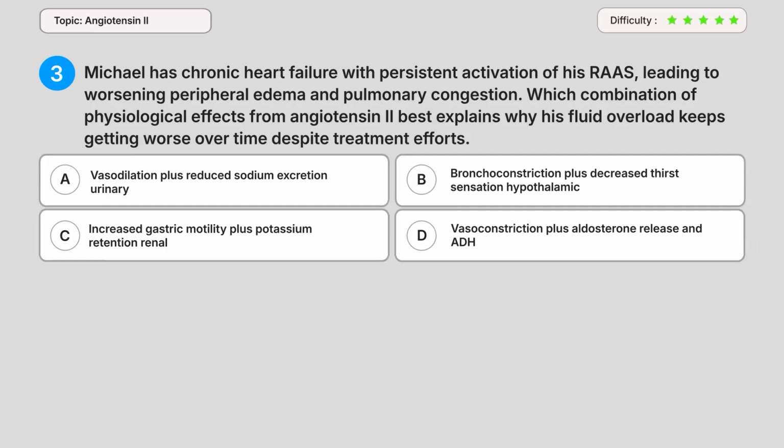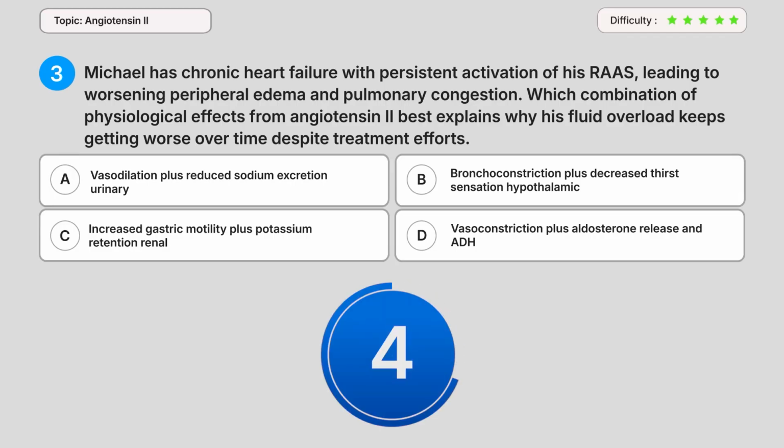B. Bronchoconstriction plus decreased thirst sensation, hypothalamic. C. Increased gastric motility plus potassium retention, renal. D. Vasoconstriction plus aldosterone release and ADH. Can you guess the answer?